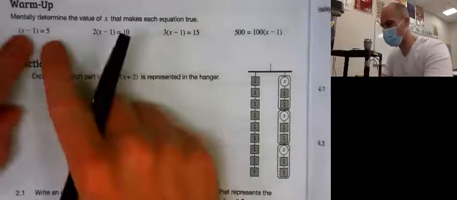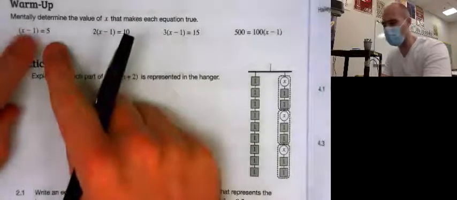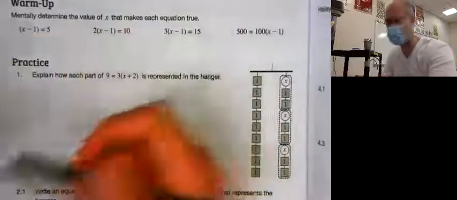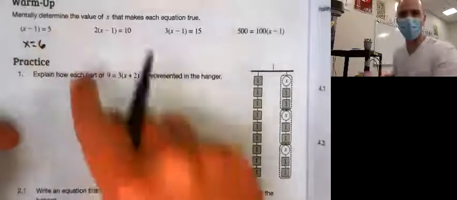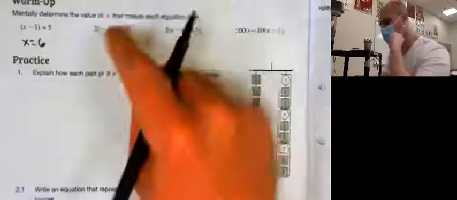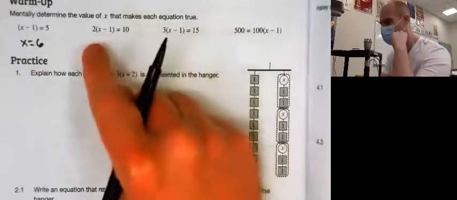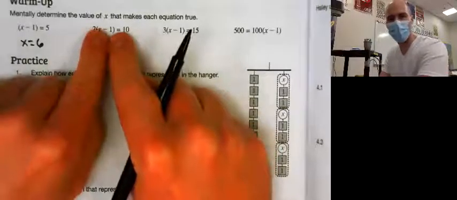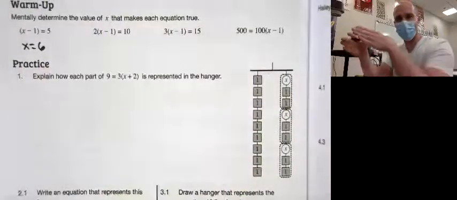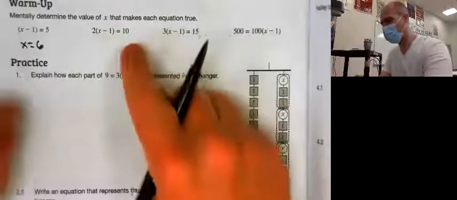So the first one says some number minus 1 equals 5. That one's easy, right? That's got to be a 6. So I'm going to write x equals 6. I think they get a little harder than that. All right, the next one says 2 times some number that is x minus 1, right? Some quantity that is x minus 1 as a whole equals 10.